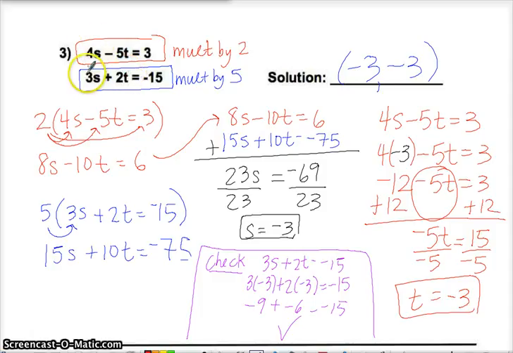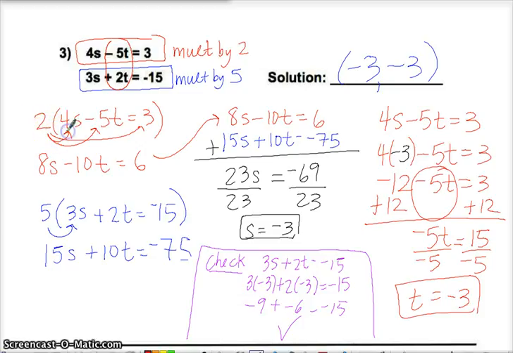Are you going to eliminate the S's or are you going to eliminate the T's? Well, to me, the T's have opposite signs already, so then I don't have to multiply any row by a negative number. So I went ahead and tried to cancel my T's. So I multiplied my first row by +2, and I multiplied my second row by +5. So the first row I did in red, 4s minus 5t equals 3, and I'm multiplying that by 2.